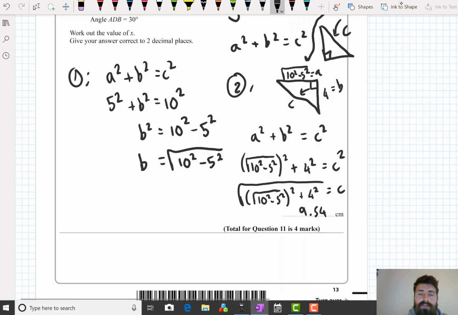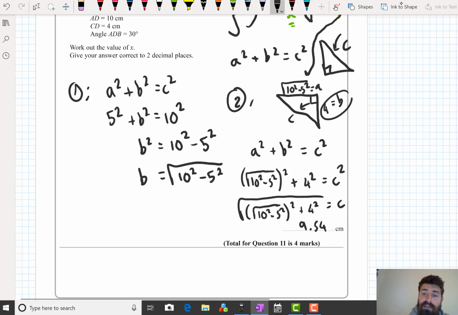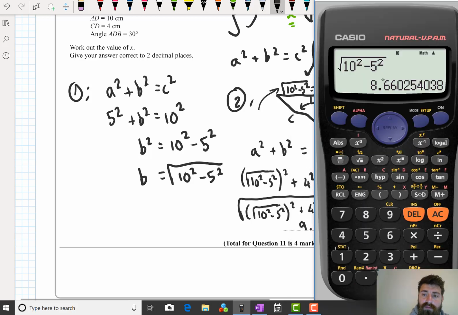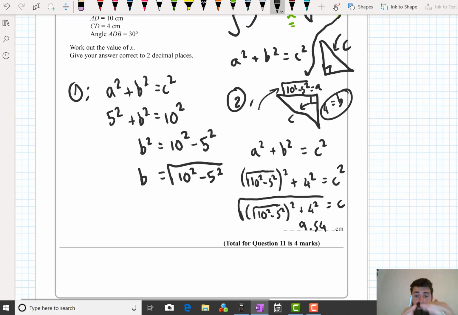Now, I could check that that answer seems okay, because it's meant to be the longest side, this one's 4. I could put what the square root of 10 squared minus 5 squared is in my calculator, and double check that that's smaller, this is just a check for yourself, is smaller than 9.54, which it is, so I know the other two sides are smaller, so it's just a good check there, so now I haven't done anything wrong.